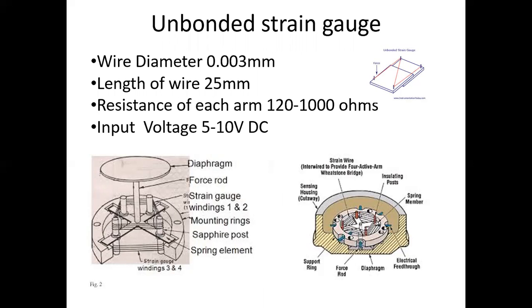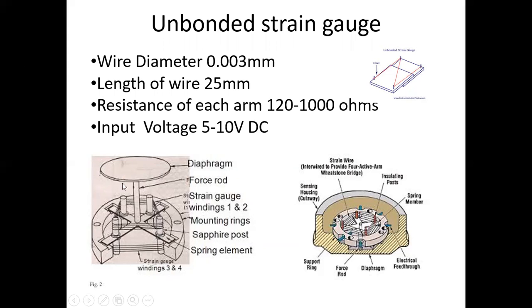In that, the bonding is not available. The diameter of the wire is 0.003 millimeter. The length of wire is 25 millimeter. The resistance of each arm is 120 to 1000 ohm. The input voltage of the unbonded strain gauge requires a 5 to 10 volt DC supply. This is a cross section of the unbonded strain gauge.